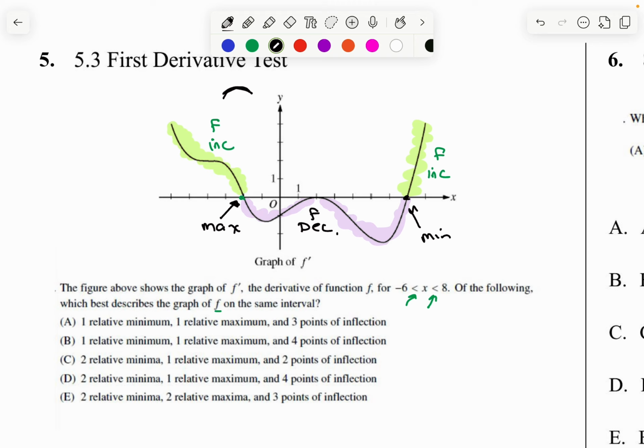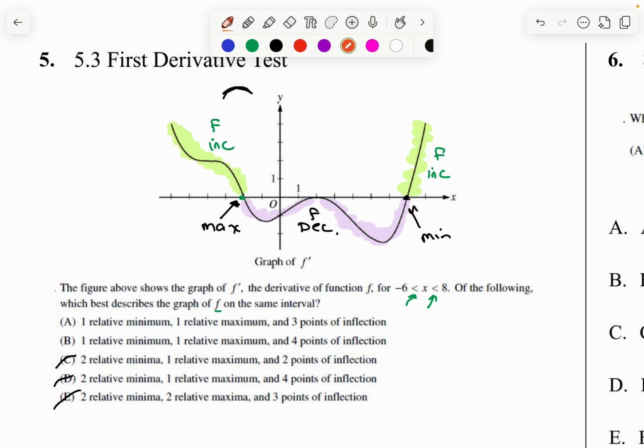Before we go on to the second derivative analysis, let's look at answer choices we can eliminate. It doesn't have two relative minima. That's gone. So all three of those are gone. And so that leaves it between A and B, right? So we've got to go to the second derivative analysis.